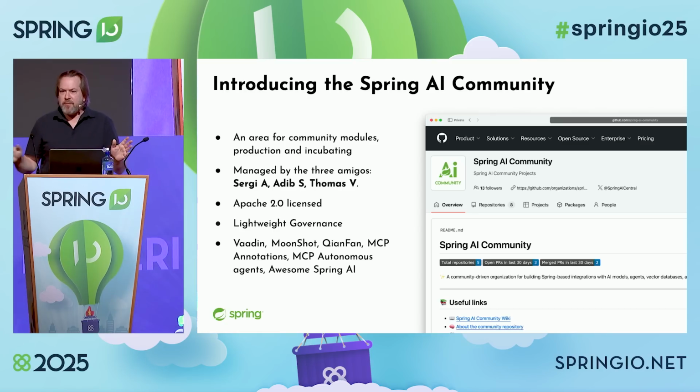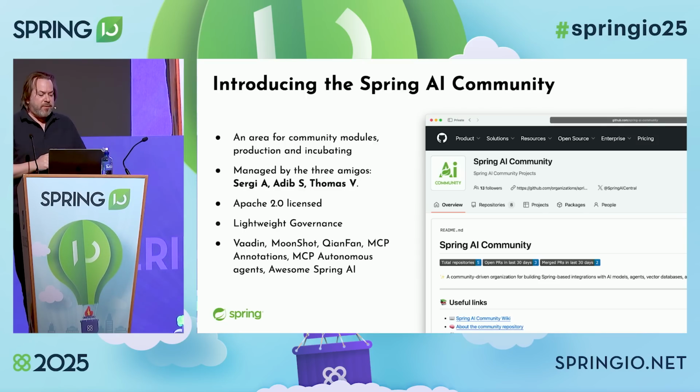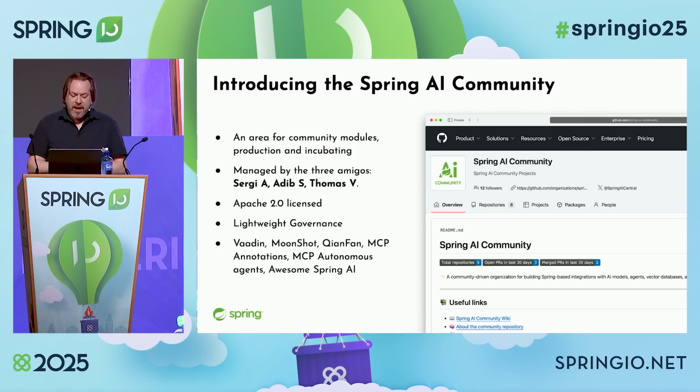So it's very lightweight. That's the goal, right? It's Apache 2 license, and the modules that we have in there now are, if you want to do a quick demo app, you can use Vaadin for that. The Moonshot and Qianfan, I'm not very good with that pronunciation, the Chinese models. And then this is more like incubation stuff, right? A little added sugar to help you create MCP applications with annotations. And then, the holy grail, everyone has their way of doing autonomous agents. And last but not least, a curated list of resources, the awesome Spring AI README.